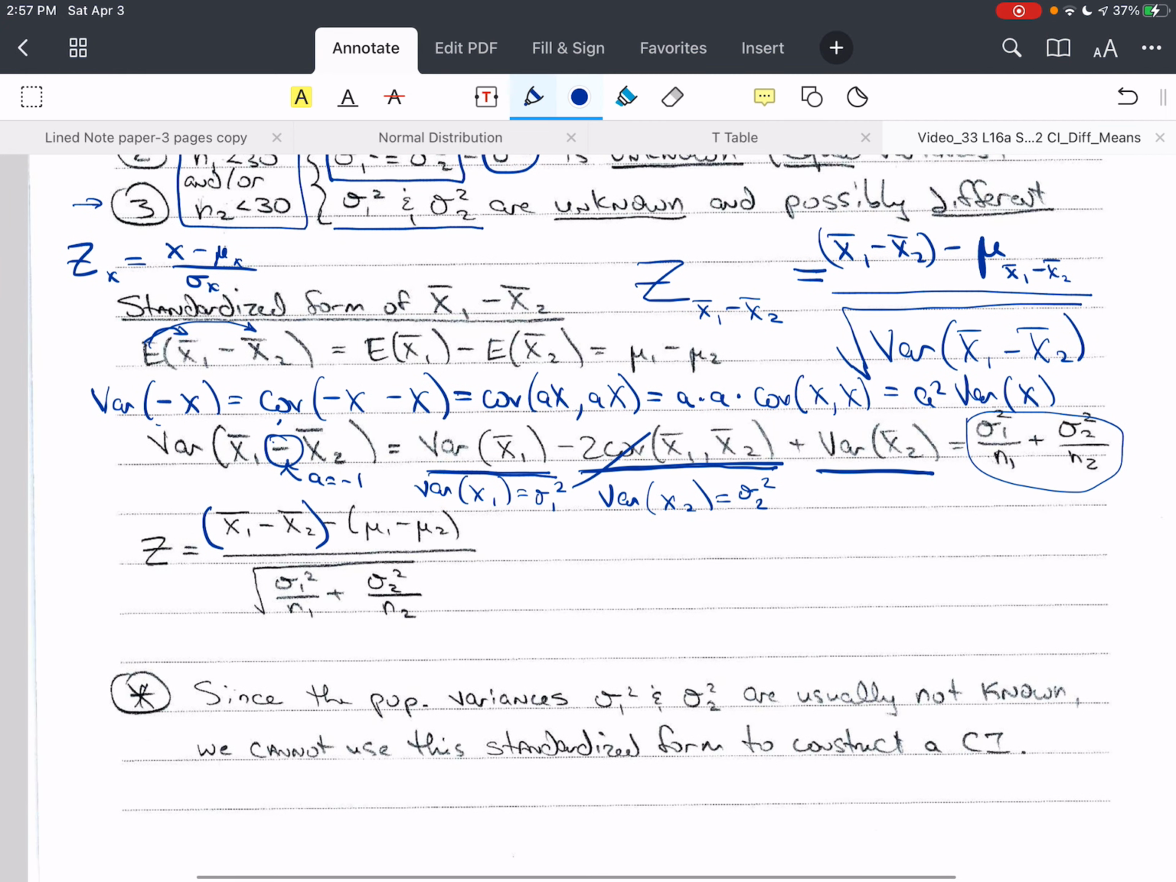Since the population variances are usually not known, we cannot use this standardized form to construct a confidence interval. This would be the case that we're not doing.